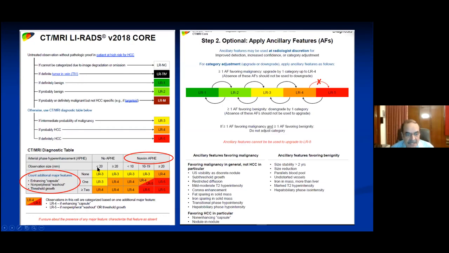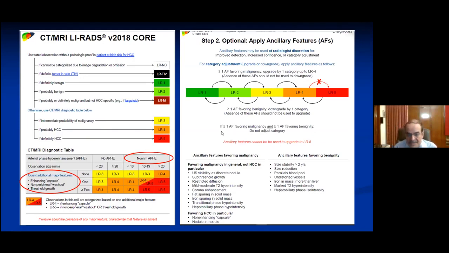What are the features? So we need to divide this on the basis of size into less than 1 centimeter or more than 1 centimeter, arterial phase enhancement, which is non-rim type of arterial phase enhancement, and the additional features are presence of a capsule, non-peripheral washout, and threshold growth. Then there are some ancillary features, but we'll not go into these details because we don't have the time for doing that. So let's look at another example.